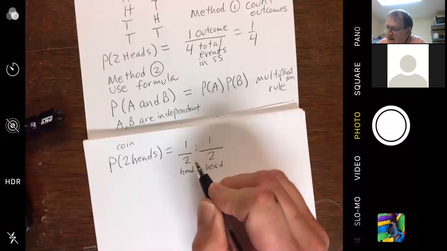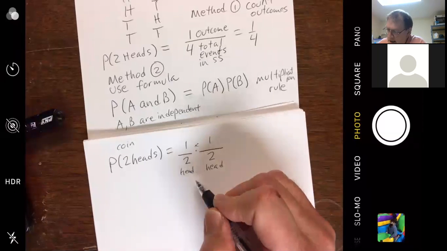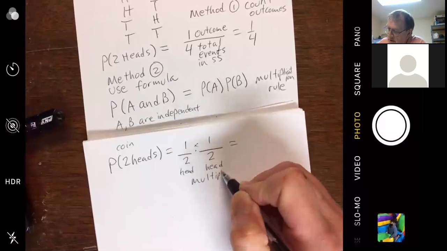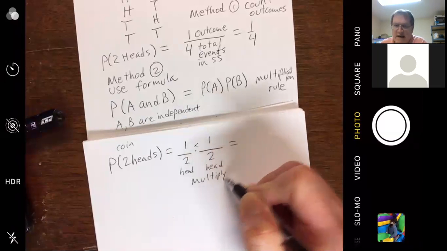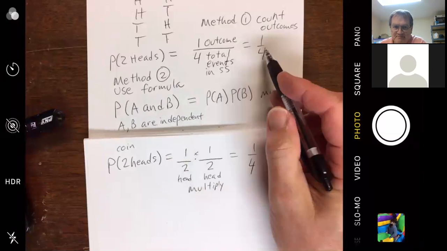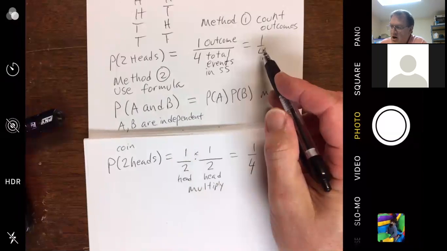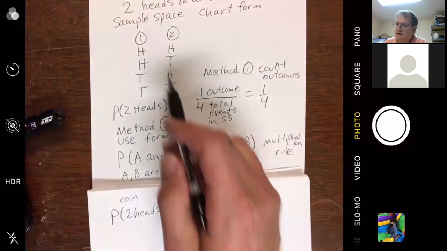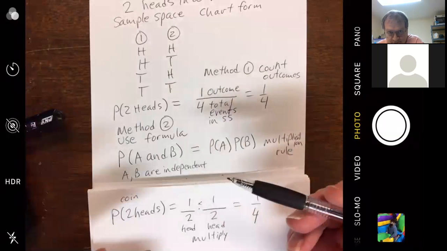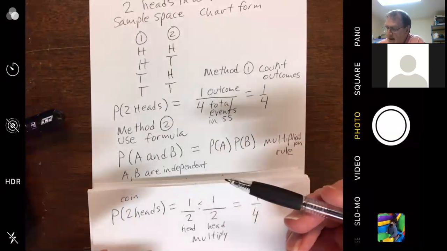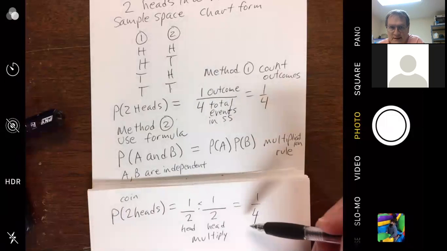You multiply this together. And you multiply, in other words, 1/4, which is exactly what we got up here. All right, if you just have two heads, both methods are probably equally easy. You can count outcomes or use the formula.